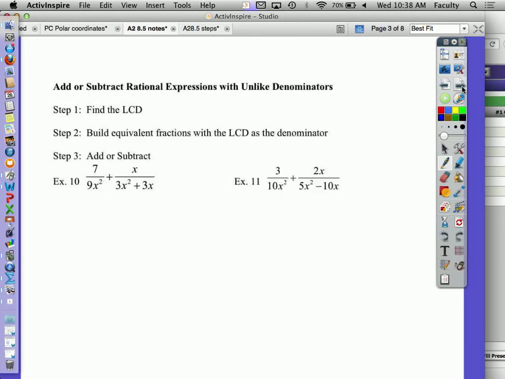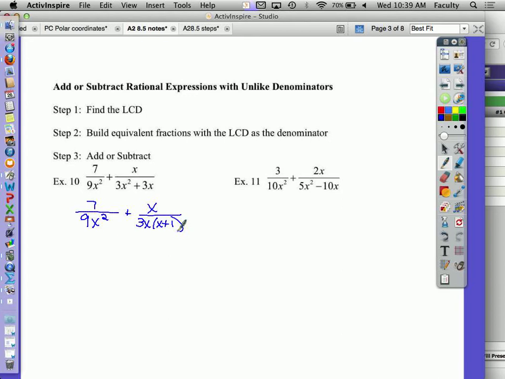All right, now we're ready to figure out how to do this with unlike denominators. I gave you the 2 examples, but we'll work through lots of these. Step 1, find the LCD. Step 2, build equivalent fractions with the LCD as the denominator. That's the step where we were multiplying by 1. And then it says add or subtract. So the first thing you have to do is factor each denominator.